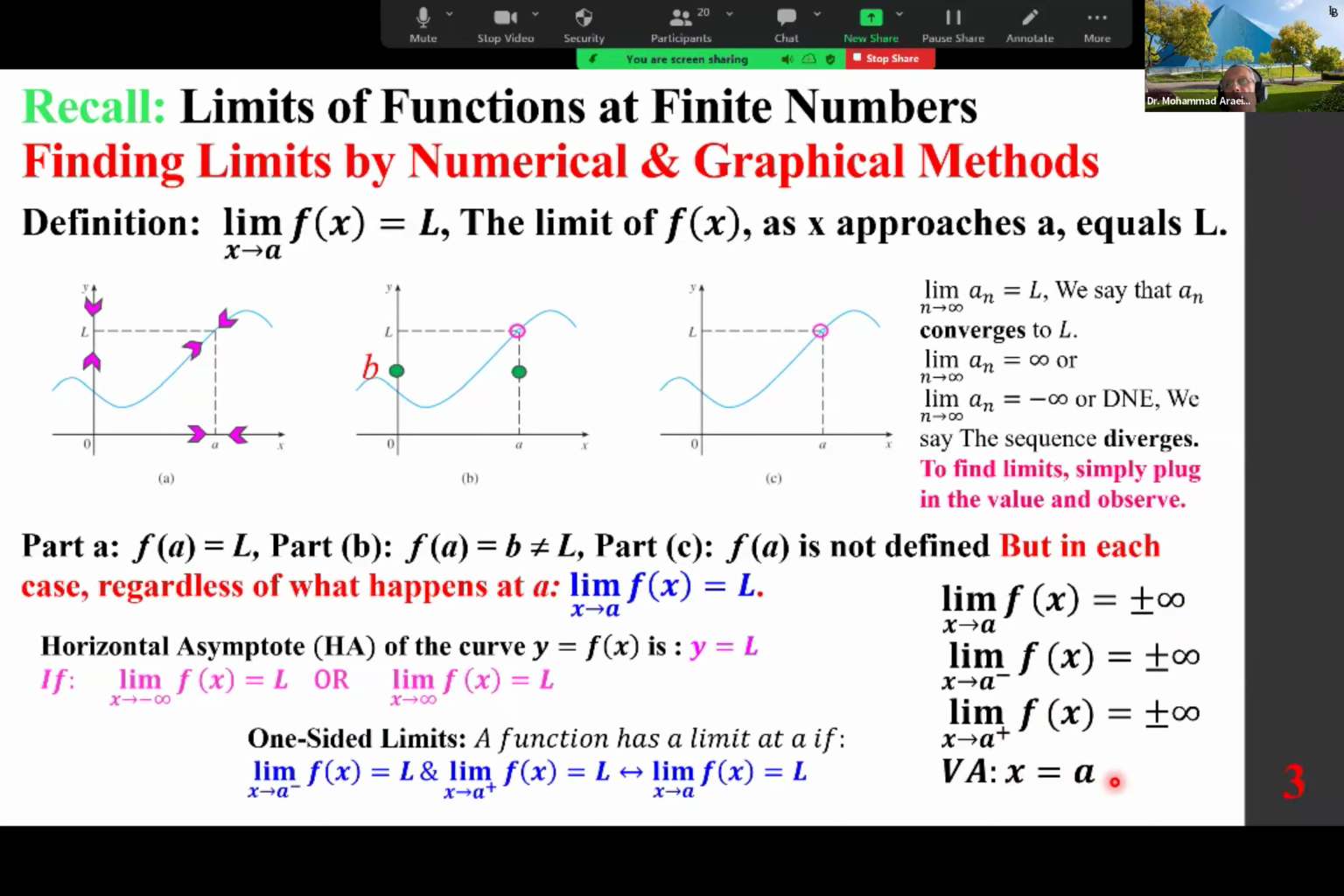And finally, the limit exists if one-sided limits are identical. The limit of f of x as x approaches a from the left equals L, and the limit of f of x as x approaches a from the right is L. Then the limit of f of x as x approaches a equals L.